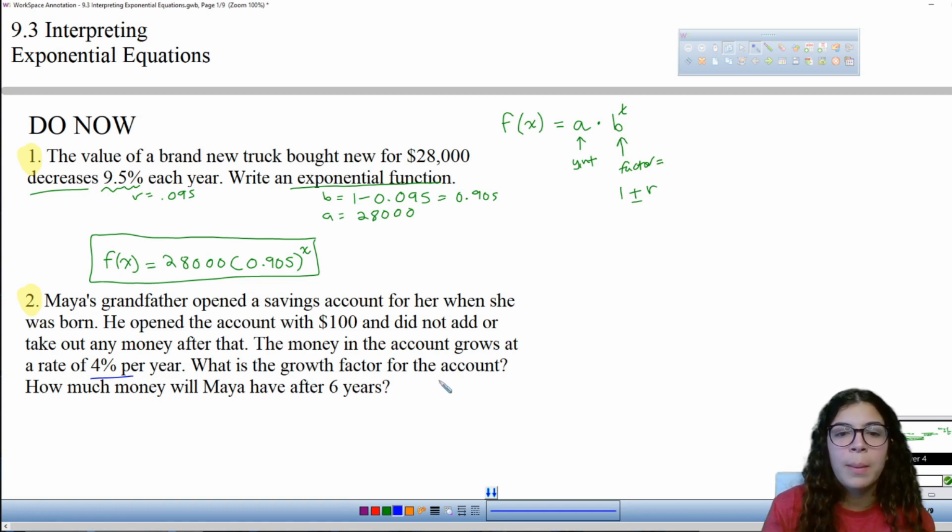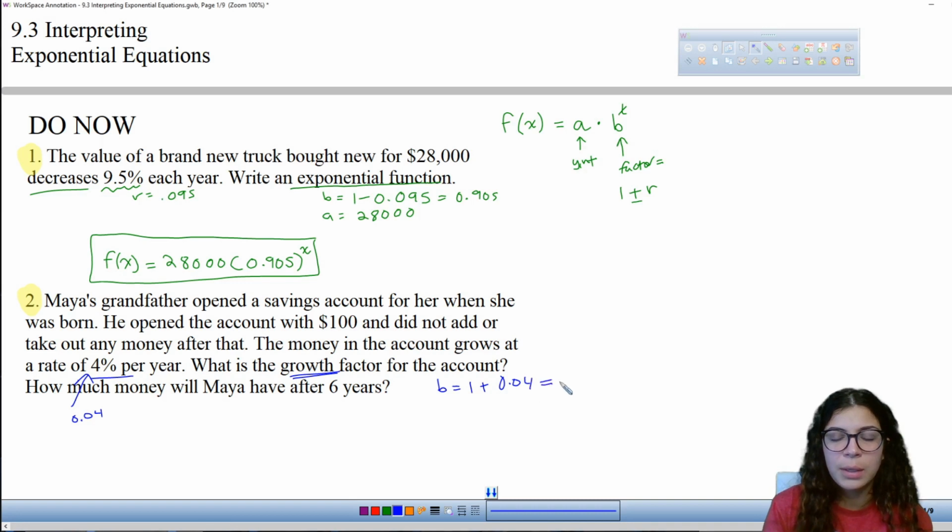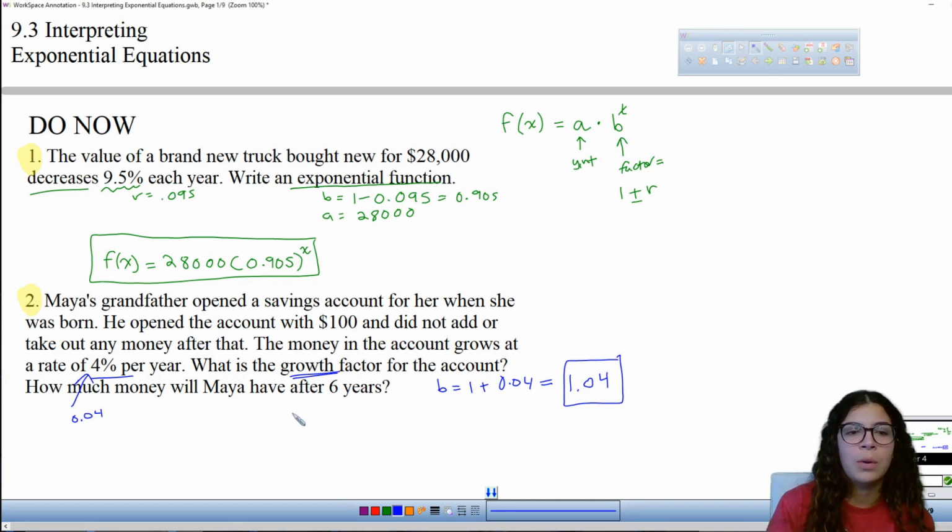Okay, so remember that the growth factor, since this is growth, I will add to 1, and the rate as a decimal would be 0.04. So I will add that to 1. And that would be 1.04. So that is the growth factor. What you would multiply by is 1.04. Now, how much money will she have after 6 years?